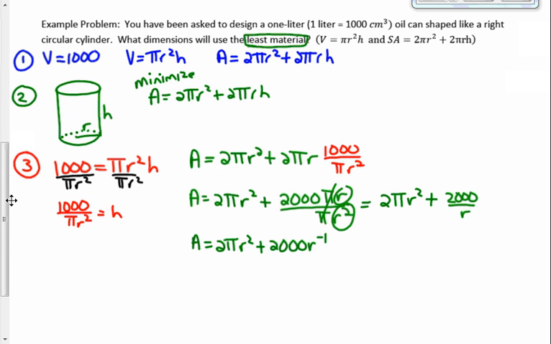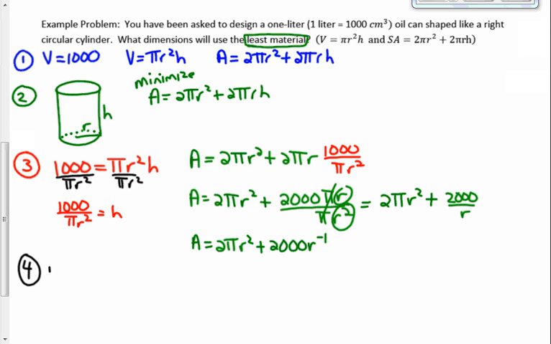I now have one equation in terms of one variable, and I am trying to minimize the area, which is what my equation represents. Step 4, determine the domain of the function. This is a little tricky because this domain is a little hard to figure out. And so sometimes you're going to have a domain and sometimes you won't. And what I was thinking about with this domain is what's considered reasonable.